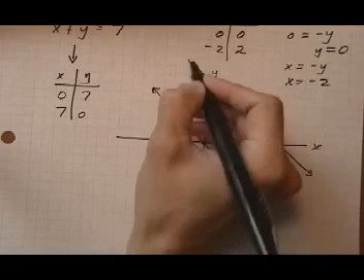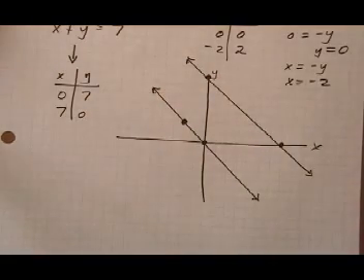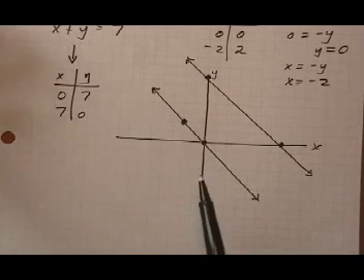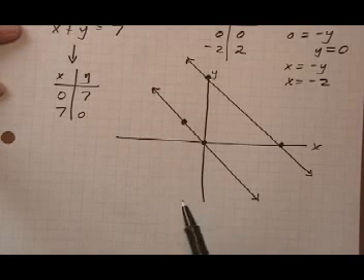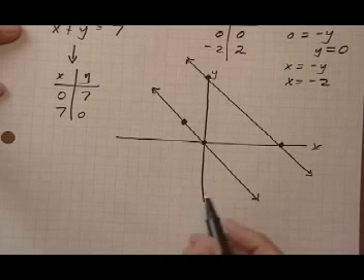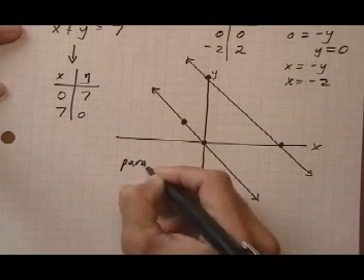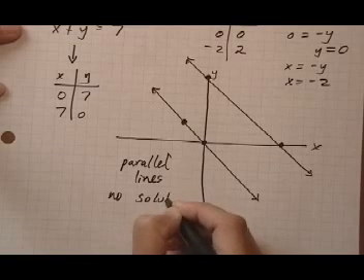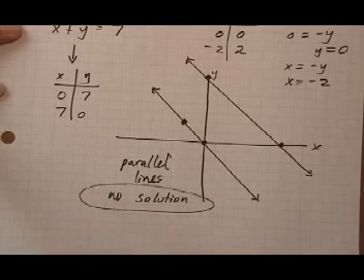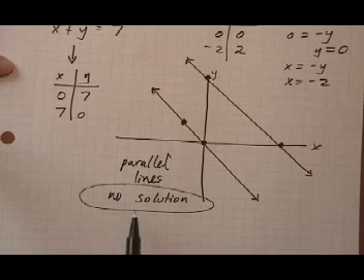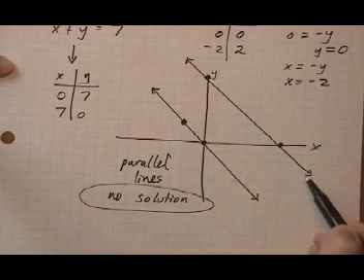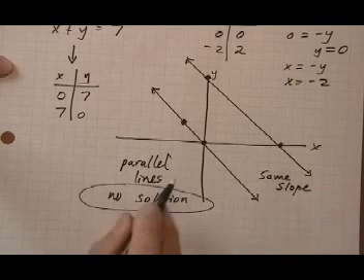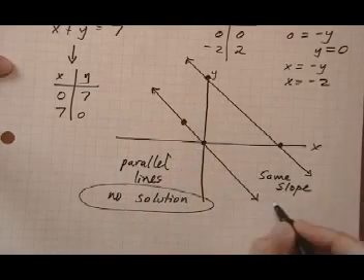And it looks like these two lines are parallel, or pretty close to it. It's hard to say sometimes because if you make a graph by hand, it might not come out perfect, and then it might not be absolutely positive that these are parallel lines. So we have no solution. One thing you can do to check is that parallel lines should have the exact same slope, and they should have different y-intercepts.